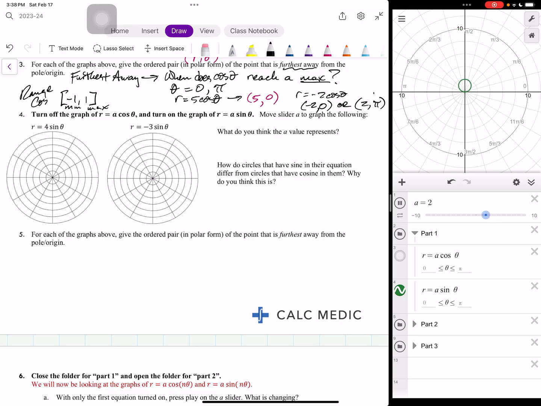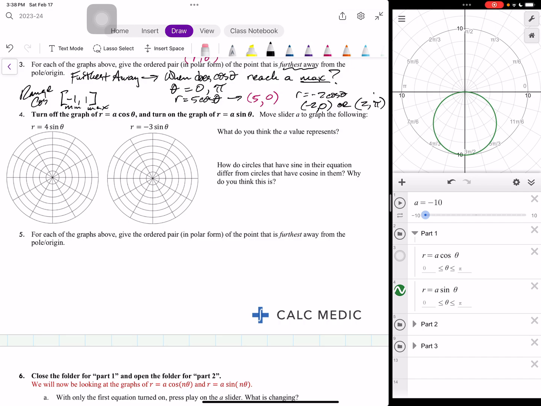And so what we can do is make note of that. It says, what do you think the a value represents? If you stop it at some point here, let's say positive 10, you'll notice that the diameter of the circle is 10 when a is 10. If a is -10, the diameter is still 10. The negative sign just makes it go below the x-axis versus above the x-axis. So the absolute value of a gives you the diameter of the circle.